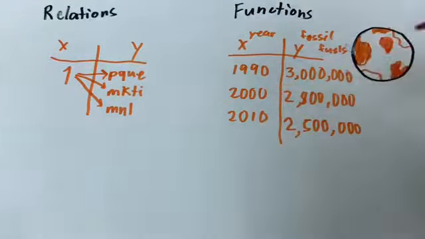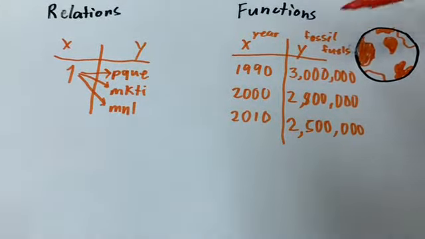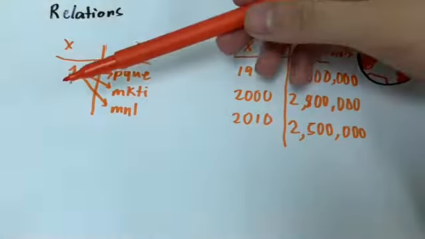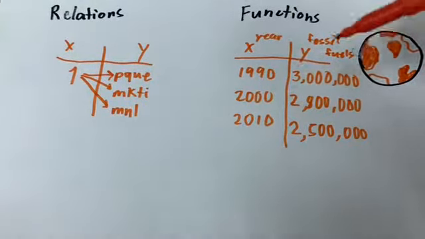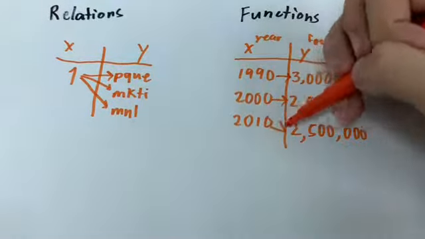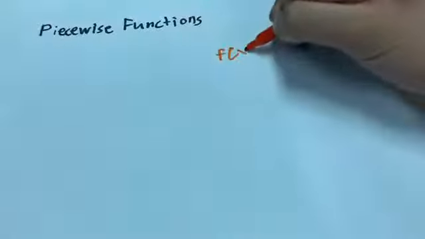The difference between these two situations, which makes this one a relation and this one a function, is that with this relation, the domain has multiple ranges, whilst with this function, per year, each domain only has one specific range. Piecewise functions. Piecewise functions are just like normal functions, but they have multiple parts.